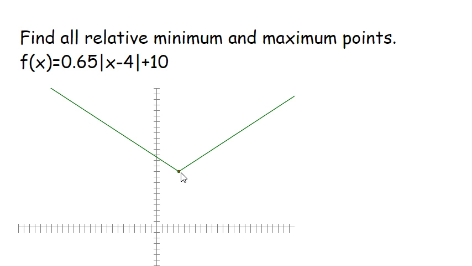Of course, we can see right here on the graph where the minimum is actually occurring. But we want to prove that mathematically, and so that's what we're going to do. So we have f of x is equal to 0.65 times the absolute value of x minus 4, and then plus 10.